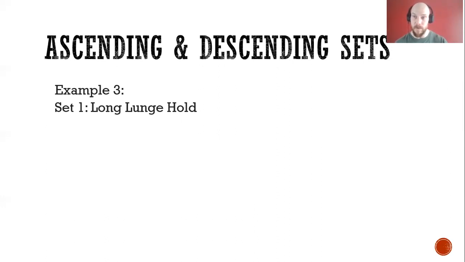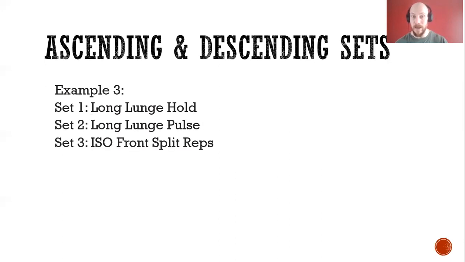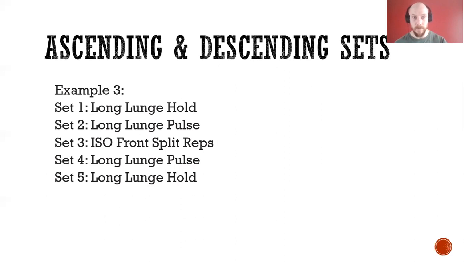The third example for front split would be the long lunge hold, the long lunge pulse, an iso front split rep, or reps on both sides, and then descending back down with the pulse and the hold. So this is actually assignment 8, so forgive me for that little assignment 3 note there.